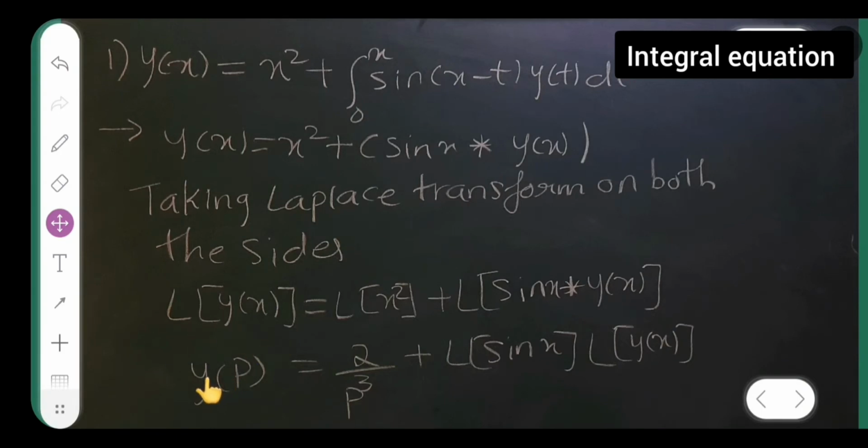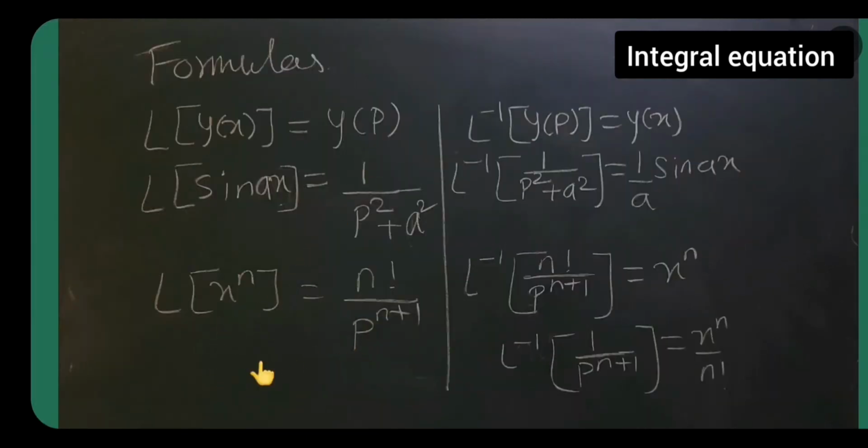Laplace of y of x is nothing but y of p. Now this is equal to what? Laplace of x square is what? Which formula to apply over here? How did I get 2 upon p raised to power of 3 over here? I have to apply one formula over there, right? So I have to apply this formula.